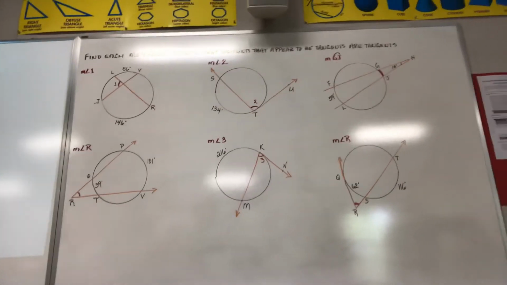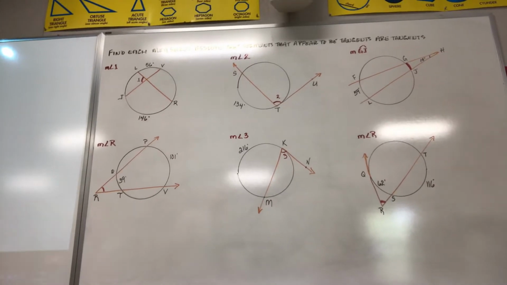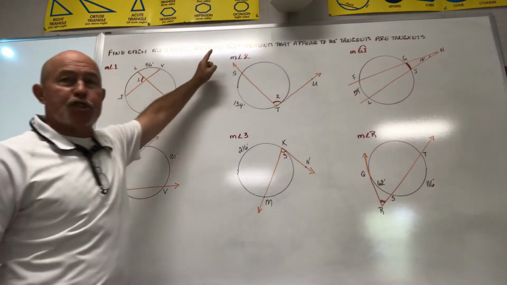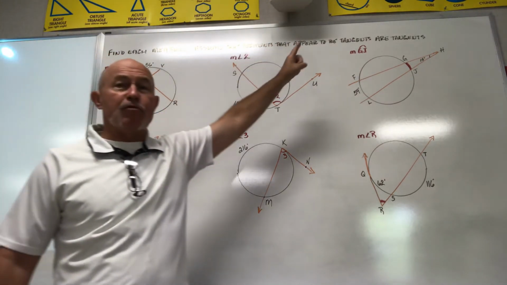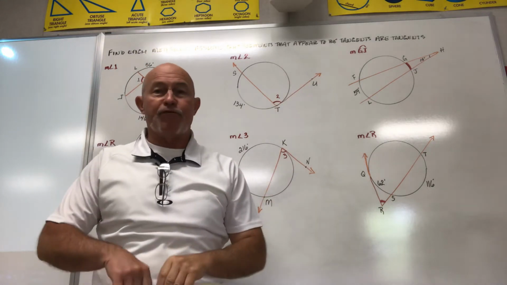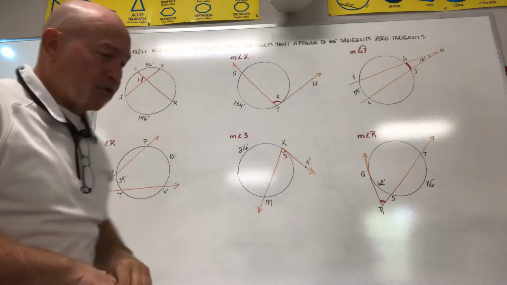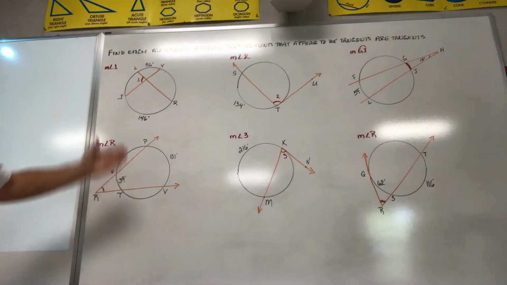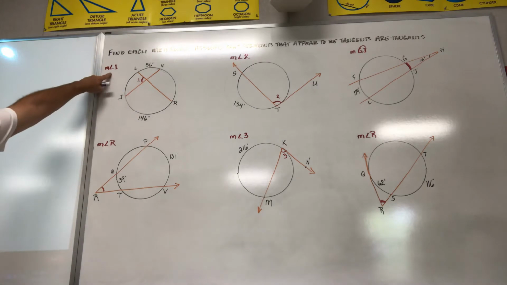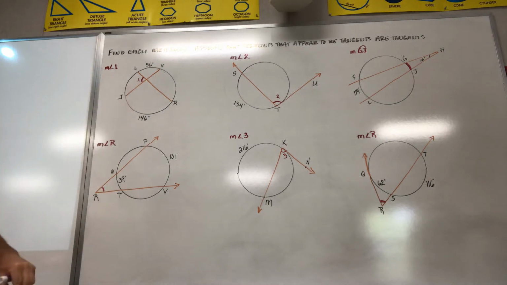Our first one, and I kind of made it so you can't read half of this. So here we go. Find each measure. Assume that segments appearing to be tangent are tangents. That's important for us. First thing, we look at what we are asked to solve. We need to find the measure of angle 1.